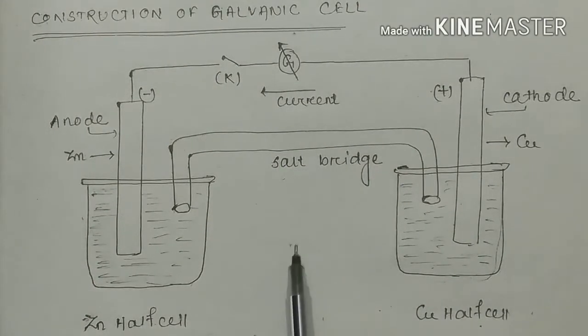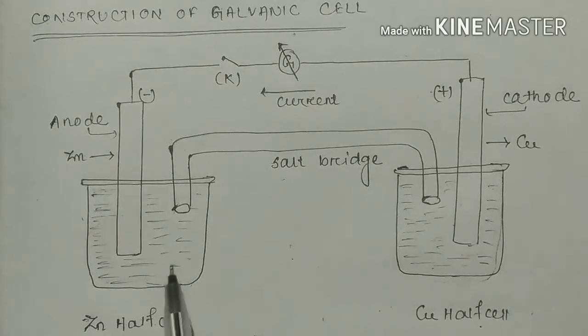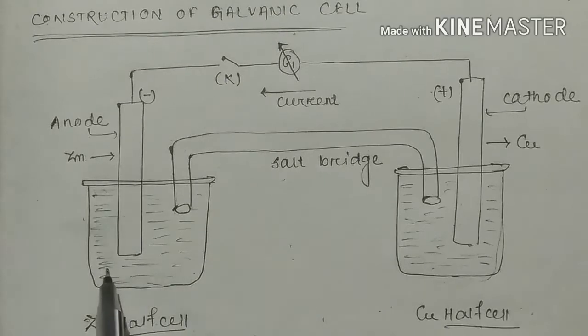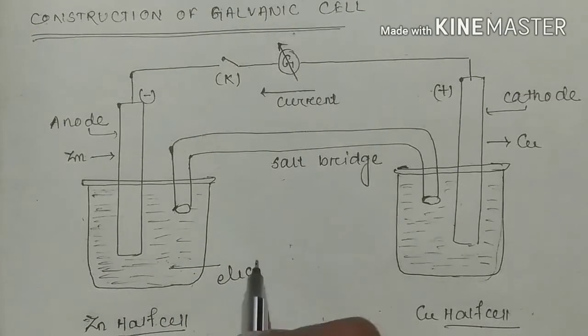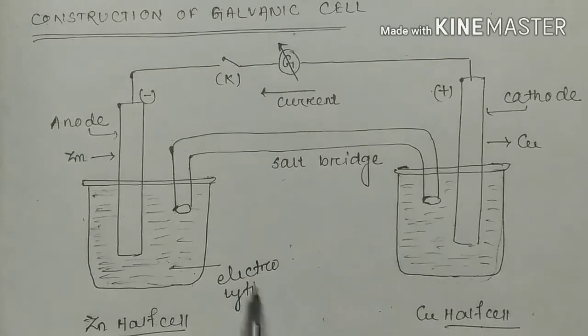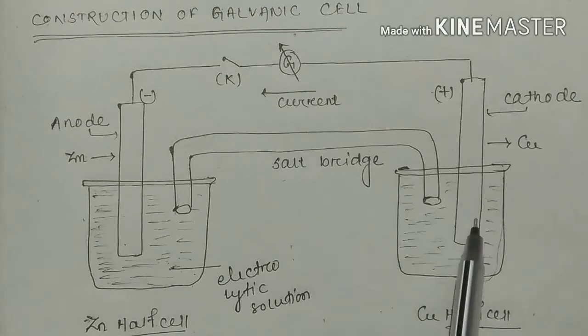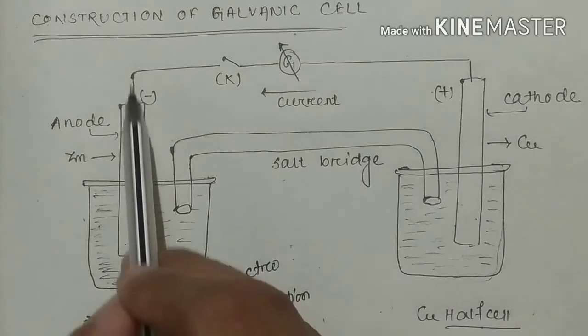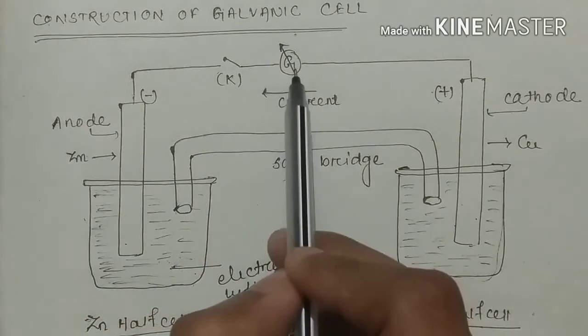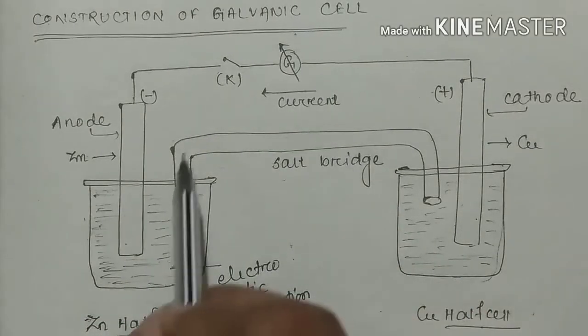This picture is a basic or simple galvanic cell. In this picture you can see there are two beakers, and each beaker is known as a half cell. Each beaker contains some electrolyte, known as the electrolytic solution. And these are the two electrodes, and these are some wires, and this is a key, and this is a galvanometer, and this is a bridge.